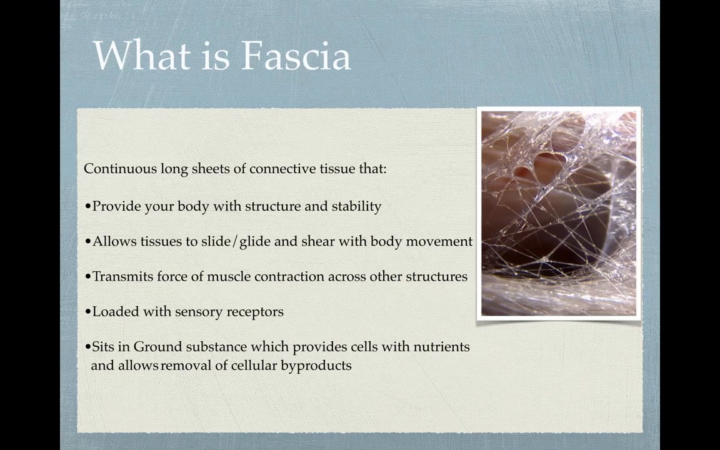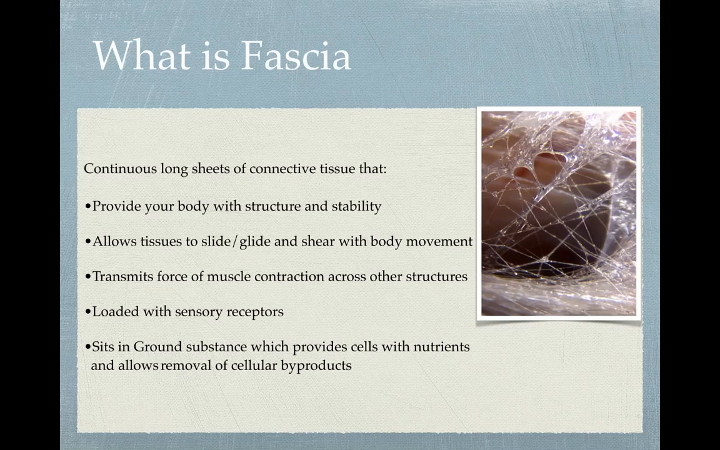So you can even just kind of see in the picture there's that nice shimmery, silvery stuff. That is what your superficial fascia looks like. There's different components, and we'll go into a little bit of that, but depending on where it is in your body, the different components make it maybe looser or more dense. The more dense areas provide your body with a little more structure and stability.